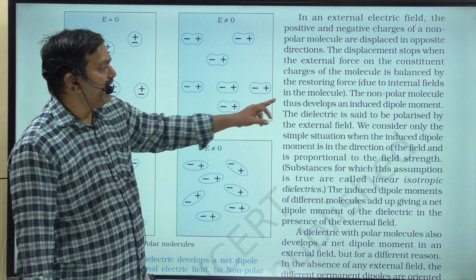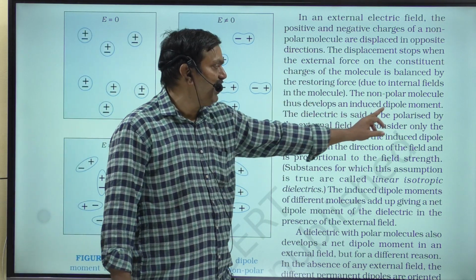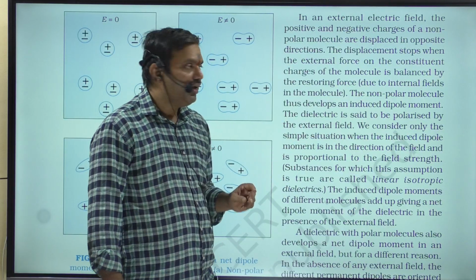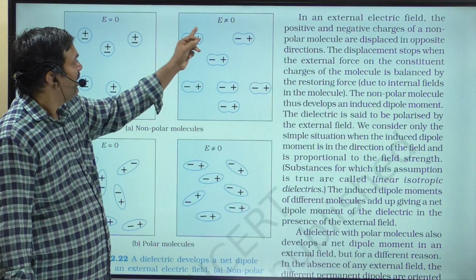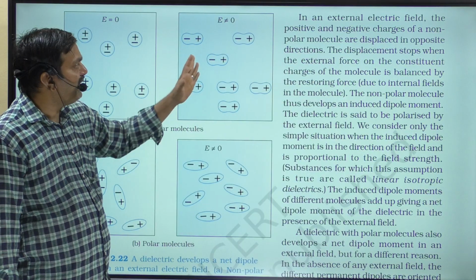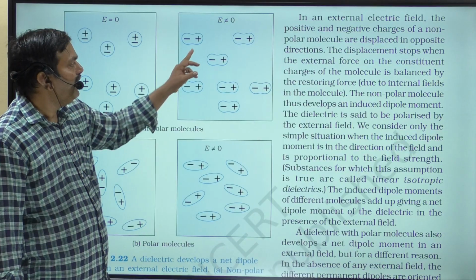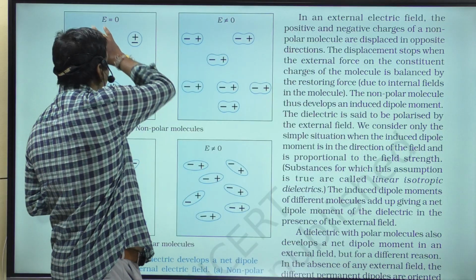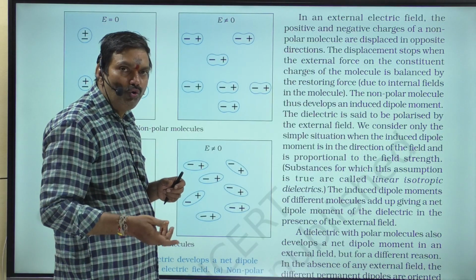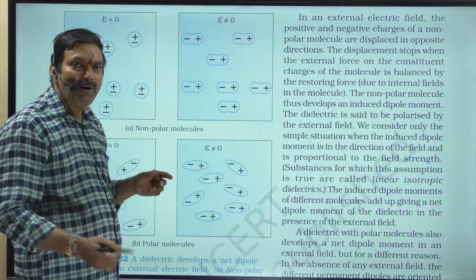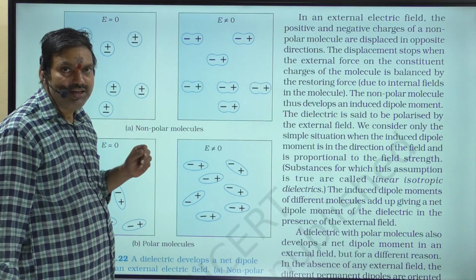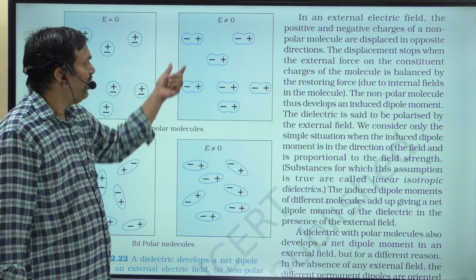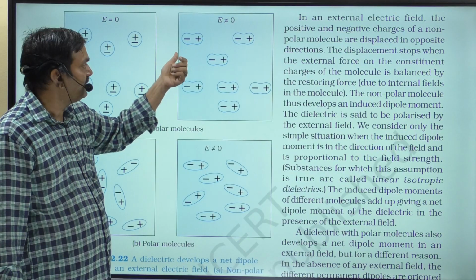Fine. Now, in the case of a non-polar molecule, there will be an induced dipole moment. The dielectric is said to be polarized by the external field. So when the external electric field is not zero, that means when there is some external electric field, there is an induced dipole moment. As I told you, the dipole moment is q into 2a. So what is dipole moment? Charge multiplied by distance. Here they are displaced mutually, so there is a net dipole moment because of the distance between the negative and positive charges, right?